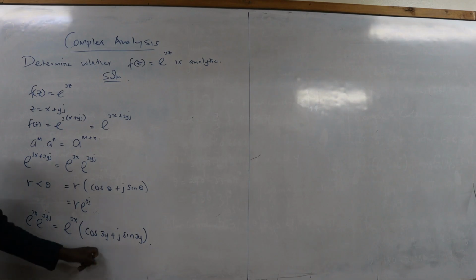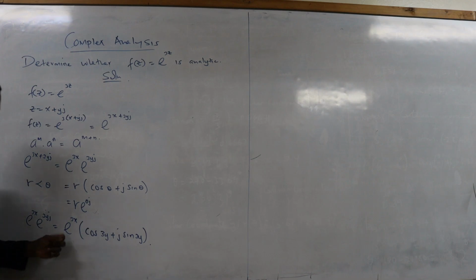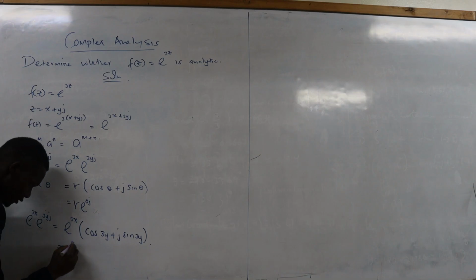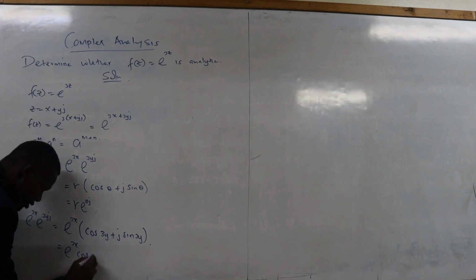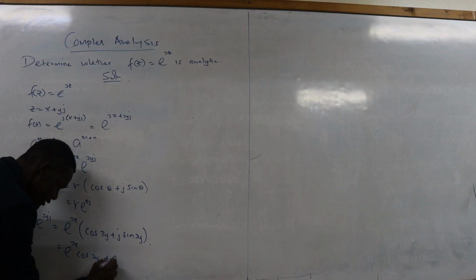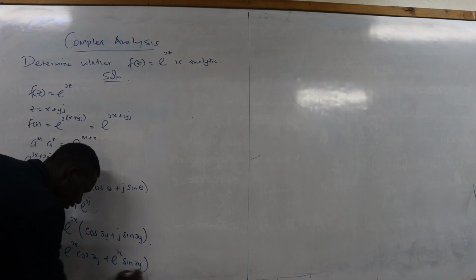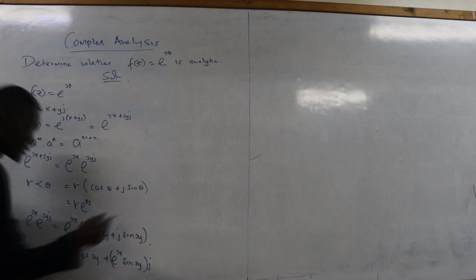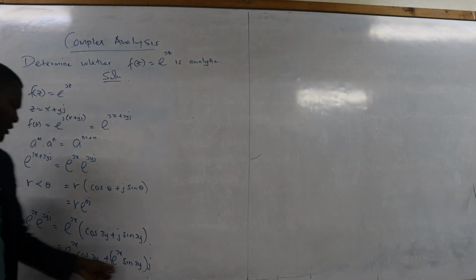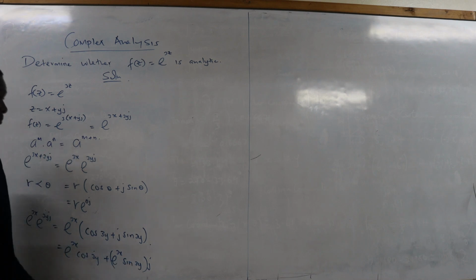So this becomes this. Now at this point, we can split this into real and imaginary. So we can just open our bracket and we shall have exponent of 3x, then cos of 3y, plus exponent of 3x, sine of 3y. Then you put the j outside. Are we together? So we have that part and that part.